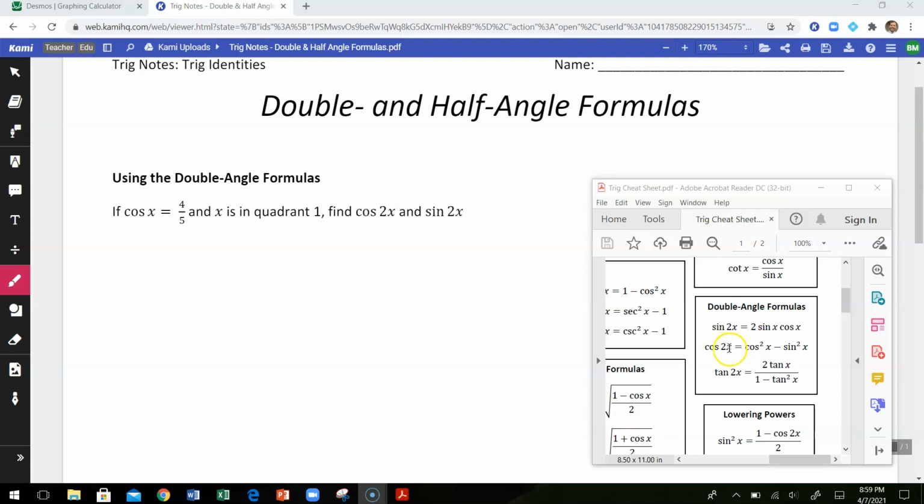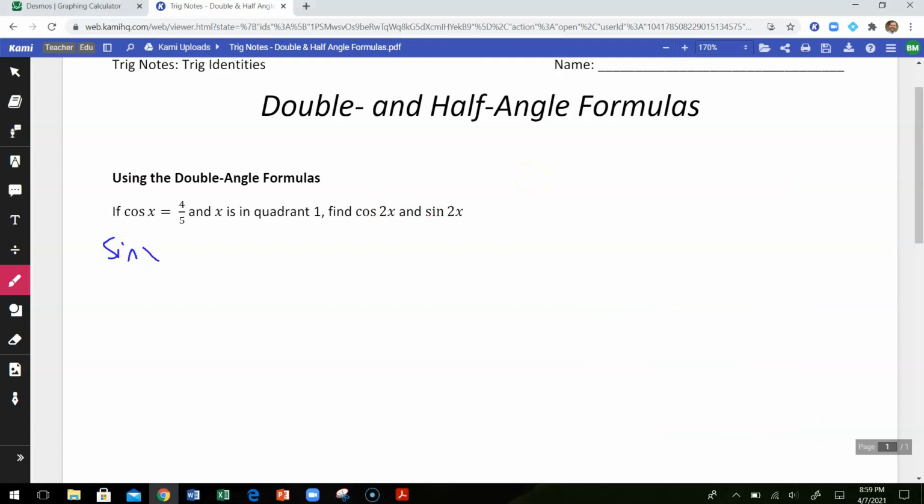So if I want to do the cosine of 2x, I need to know the cosine of x. I'm going to square that. And I also need to know the sine of x. I need to square that. Well, I've got the cosine of x is 4/5. However, I don't have the sine of x. So before I find these two things, I need to figure out what the sine of x is.